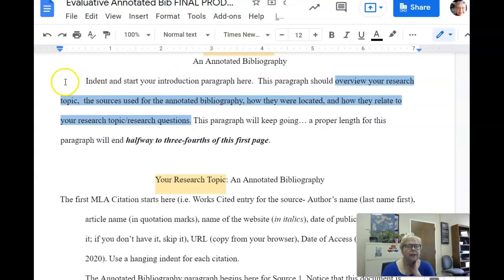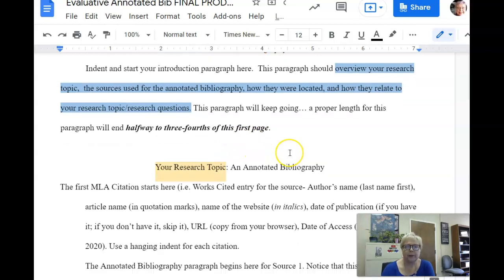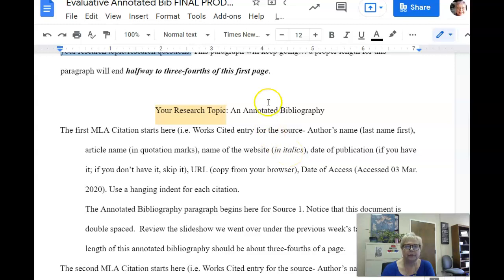You're going to go to the very next line. You're going to indent and start your introduction paragraph there. The paragraph needs to overview your research topic, the sources used for the annotated bibliography, how they were located, and how they relate to your research topic or research questions. And this paragraph will keep going. A proper length for that will probably be halfway to 3/4 of this first page. And I am going to show you a sample of that. I created a sample for you to look at.